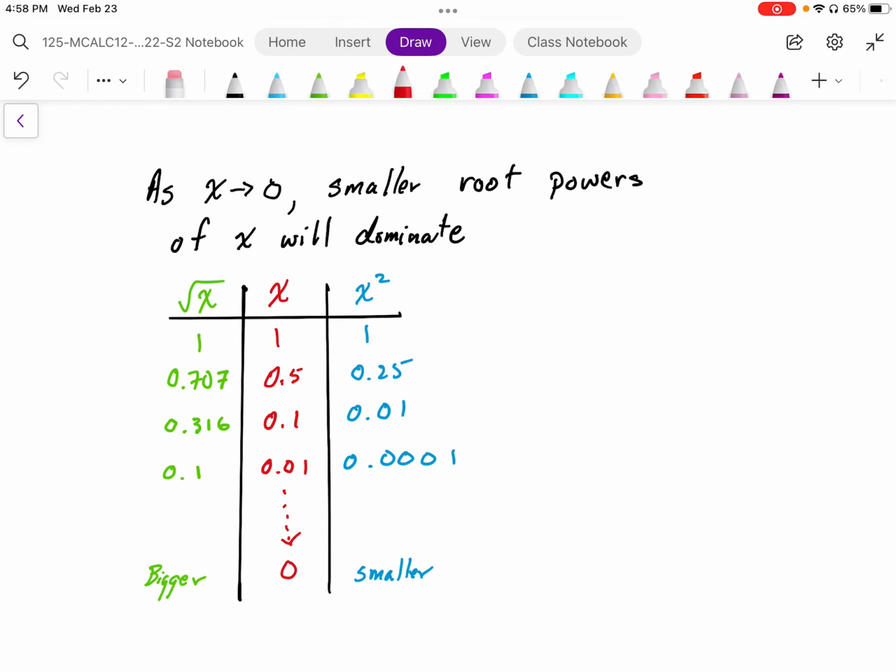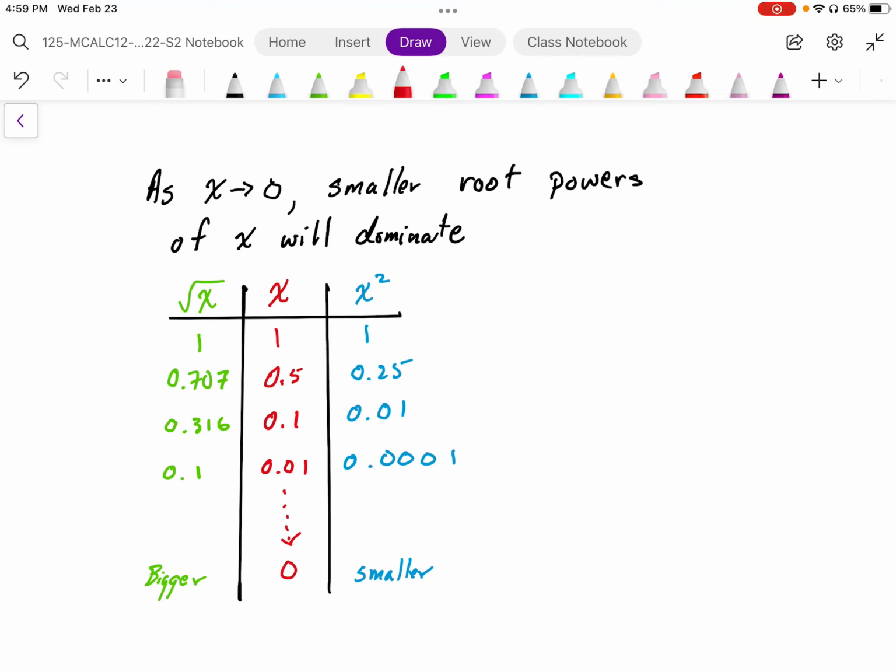in general, smaller root powers of x will dominate. When we take a look at values of x for x squared, x, and root x, notice that at 1 it's the same. As x gets big, the x squareds will get bigger than the root x and the x. However, as x gets small towards 0, the reverse happens. If I compare at x equals 0.5, x squared is going to be 0.25, root x is going to be 0.707. It's getting bigger as we go to the left. So the root powers actually give us bigger numbers.